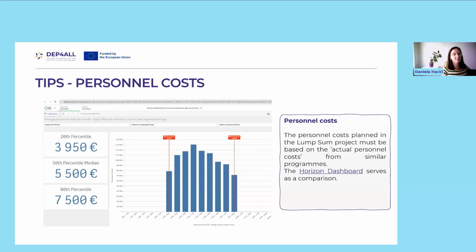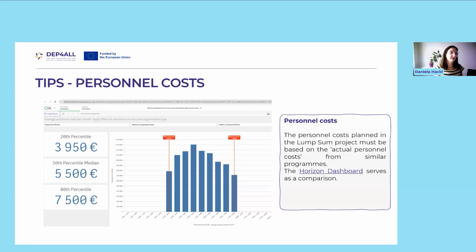How you should use those numbers is, if you have administrative staff, you should make sure that the monthly costs for your administrative staff or other staff are around the average of the 20th percentile. For junior experts, you need to use the 50th percentile, and for senior experts, you need to use the 80th.